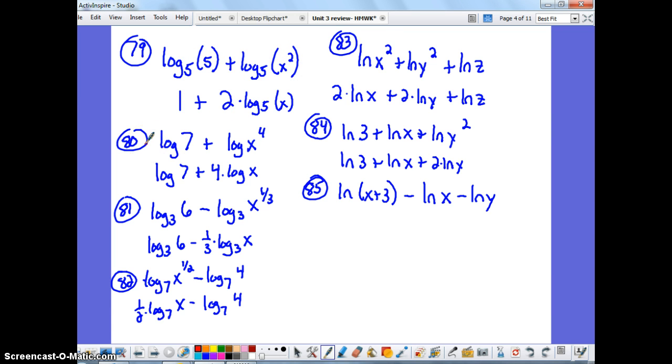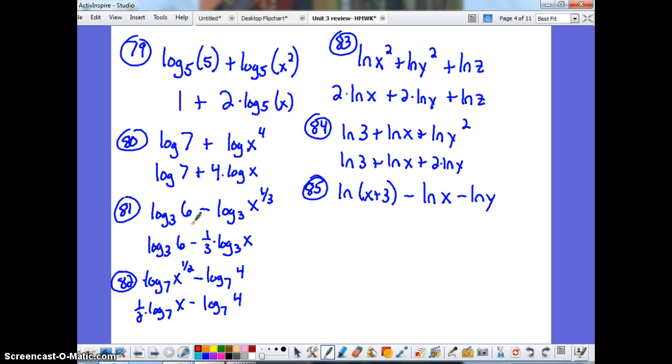Number 80, you again have two items being multiplied, the 7 and the x to the 4th. Very similar to number 79. They each get their own log of 7 plus log of x to the 4th. Again, bring the 4 out to the front for the exponent for the final answer.